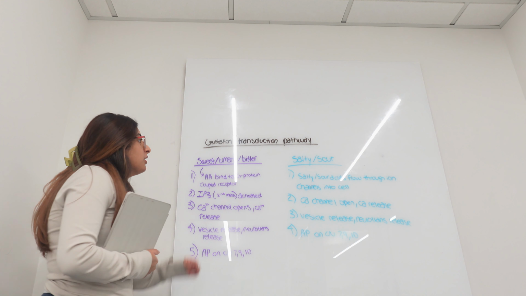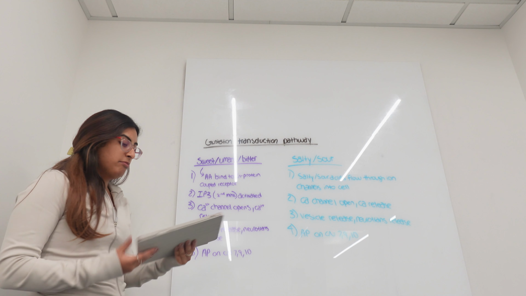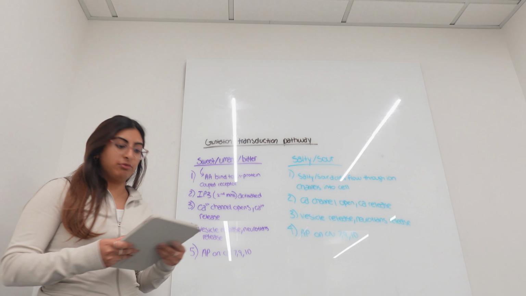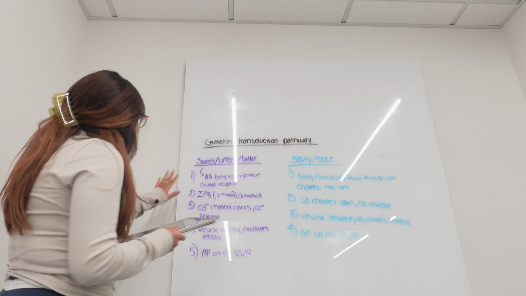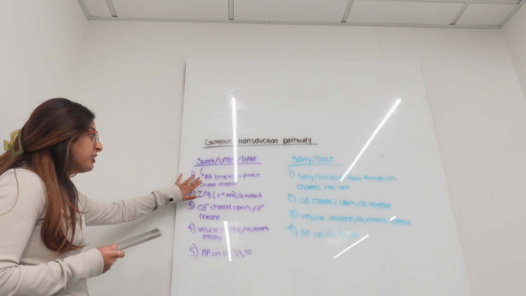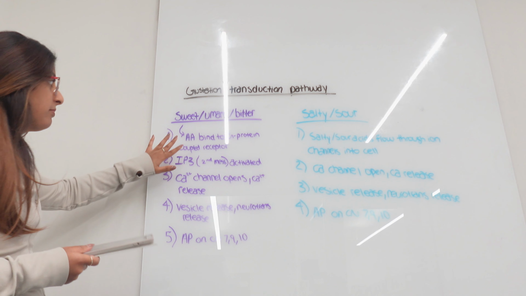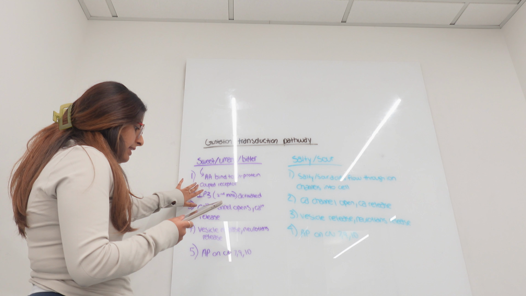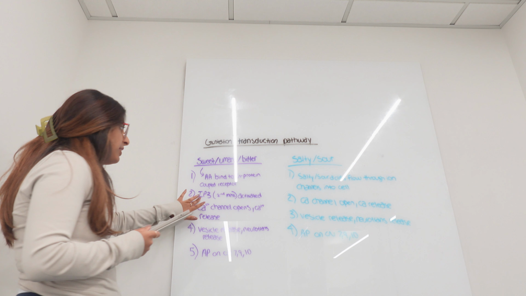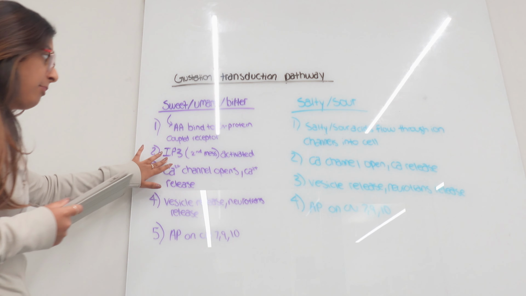So for sweet, umami, and bitter, I'll just make sure I'm right with this. First, the sweet, umami, and bitter amino acids bind to the G protein coupled receptor. This activates the IP3, which is the second messenger in the pathway.